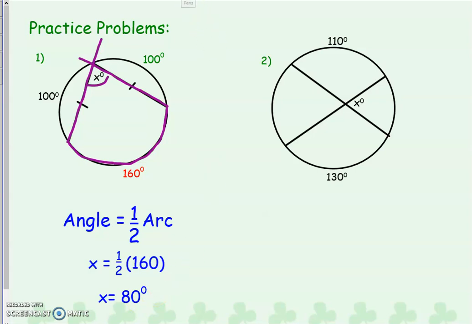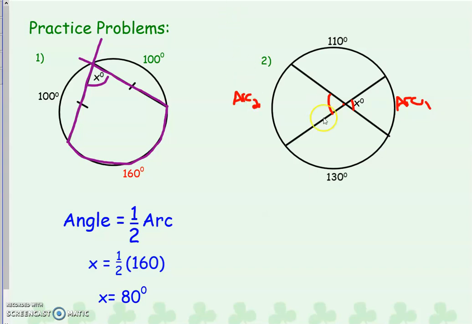Let's jump in and try another problem. Now in the next problem, let me pick a color here. I'll pick red. We're looking for this angle x. And I know the vertex is in the circle. So we have two different arcs we need to worry about. We have this arc out here, this arc right here, arc sub 1, and we have this backdoor arc. I'll call it arc sub 2.